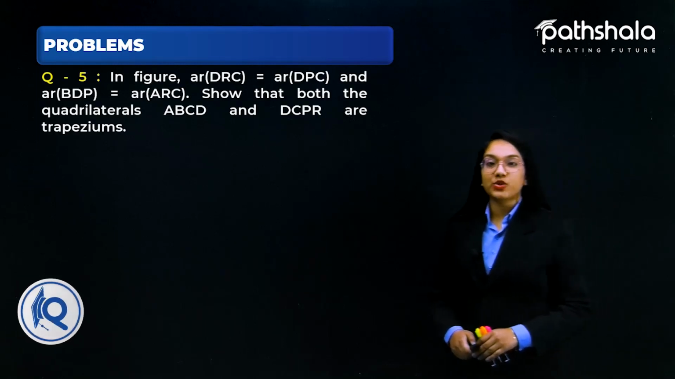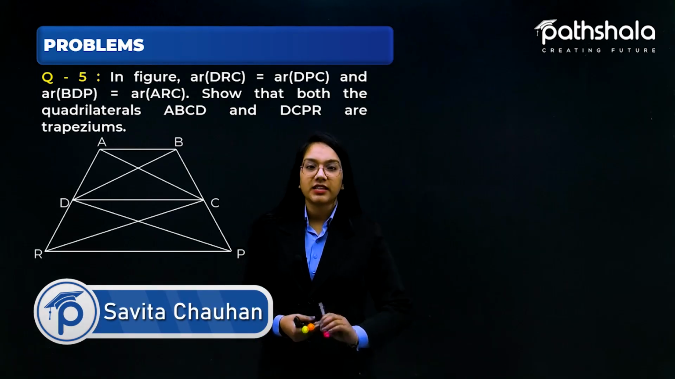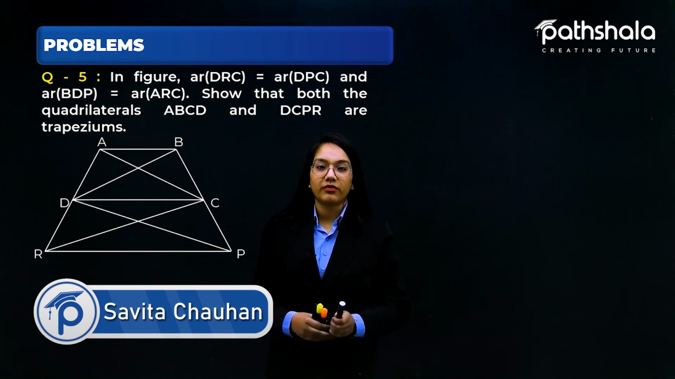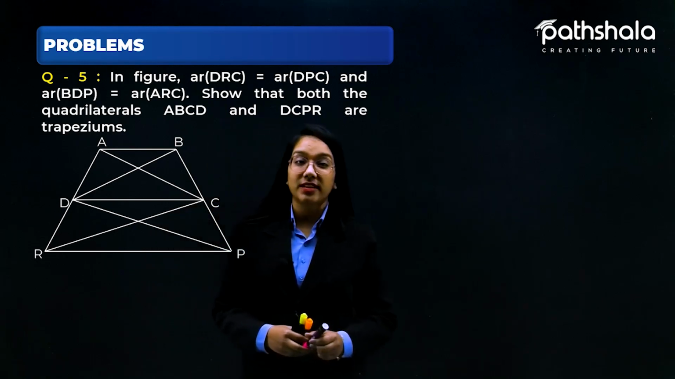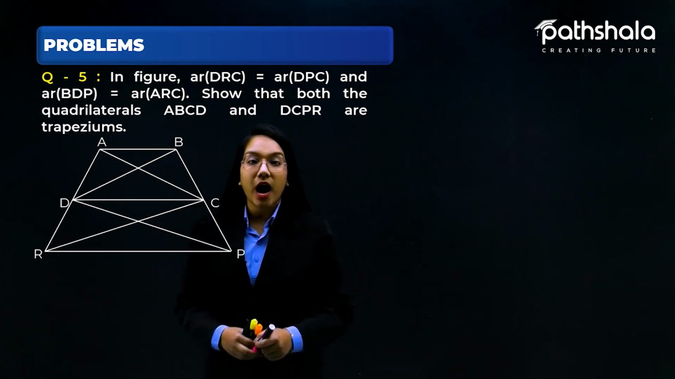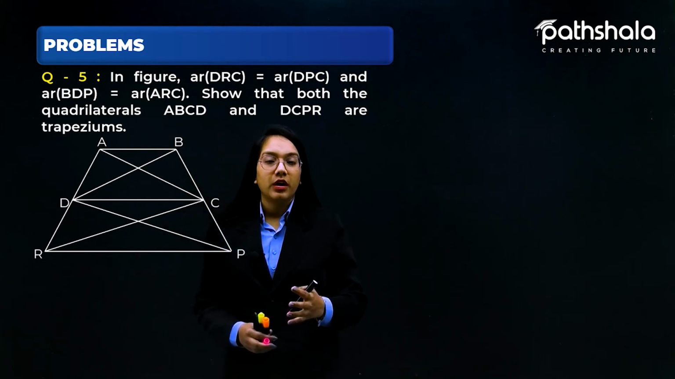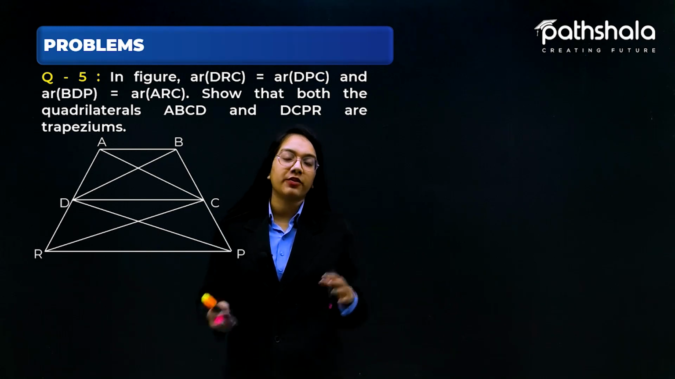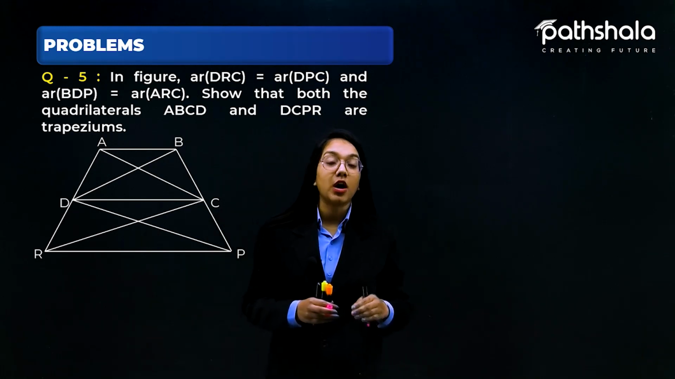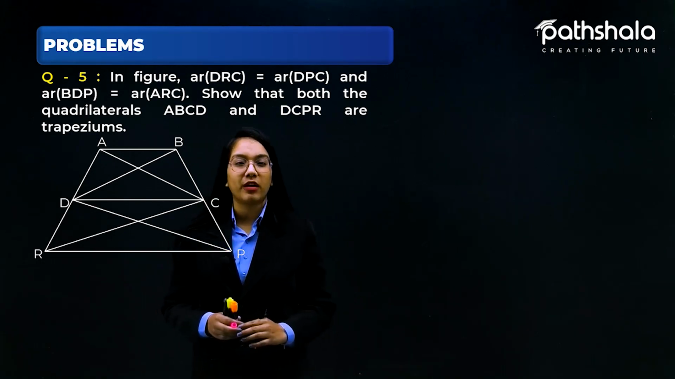Now let's see the next question, question number 5, which says that in the figure, the area of DRC is equal to the area of DCP and the area of BDP is equal to the area of ARC. Then show that both the quadrilaterals are trapeziums. To prove that they are trapeziums, it is enough for us to prove that one side is parallel to the opposite side. So let's start proving this.